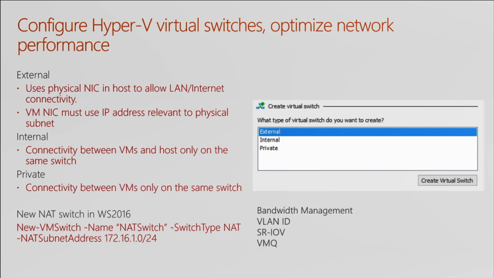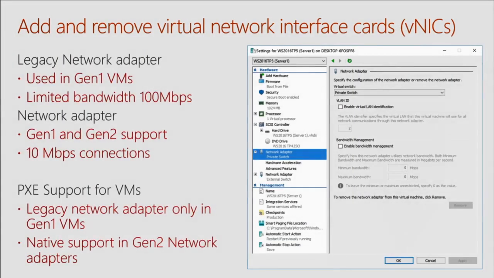Was there a typo? Go back. That's absolutely right, 10 gigabits. My apologies. There is a typo in that section. Thank you. Yes, network adapter should read 10 gigabits per second. Every network adapter in Hyper-V is a 10 gig connection.